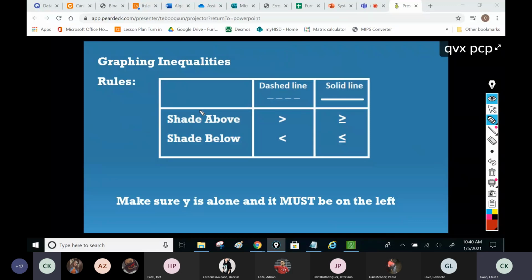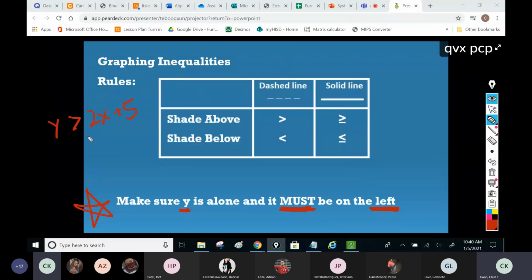And then there's also something that is very important. Make sure y is alone and it must be on the left. It has to be on the left. So whenever I'm giving you an inequality, make sure the y is on the left, like this. Make sure the y is on the left for these rules to work. The only way for these rules to work is if the y is on the left.